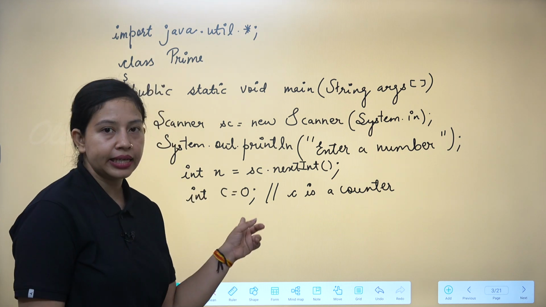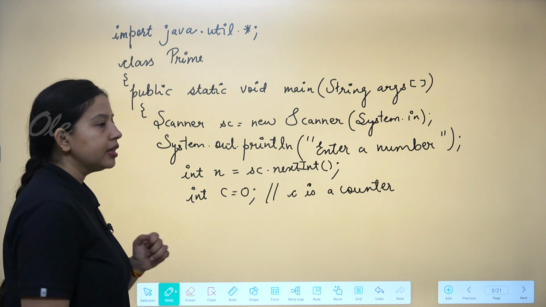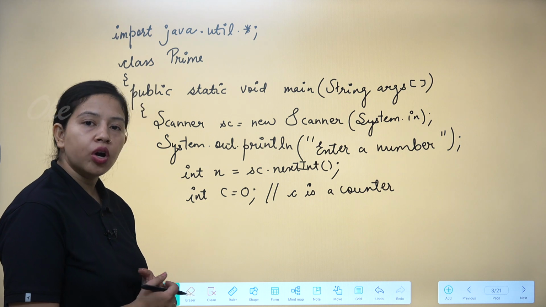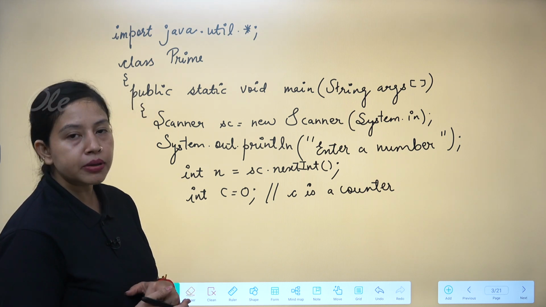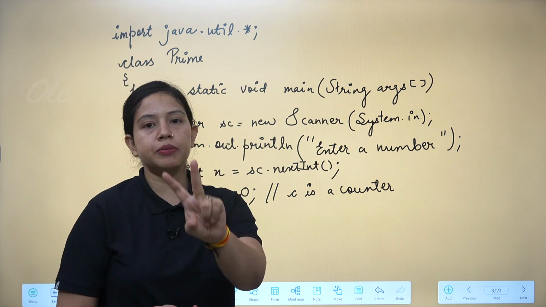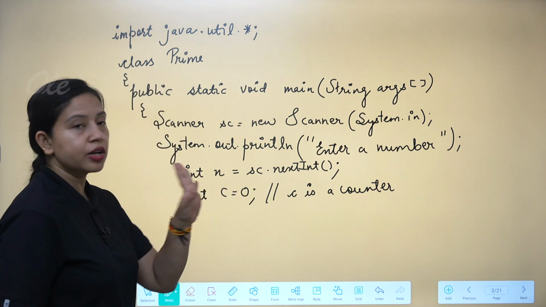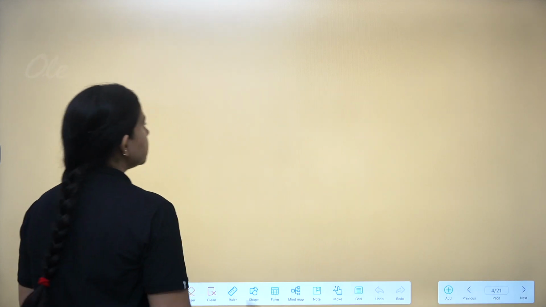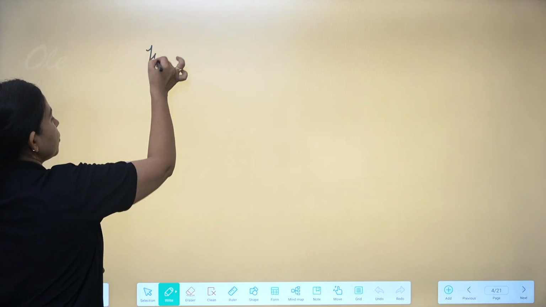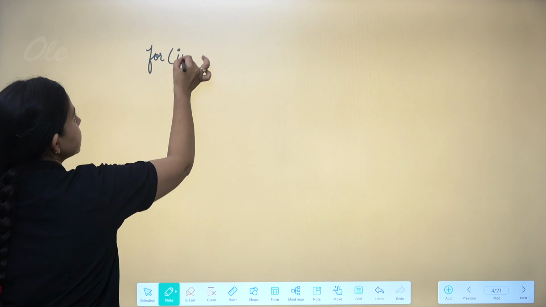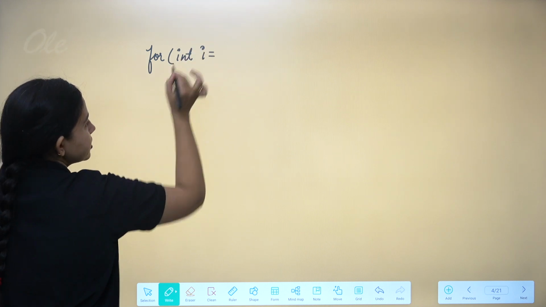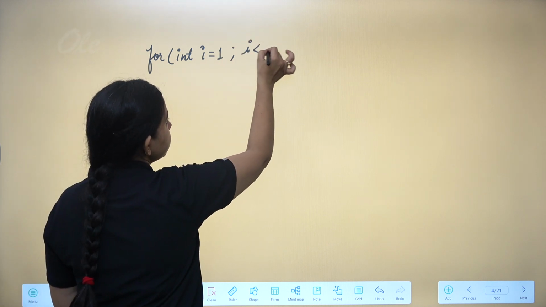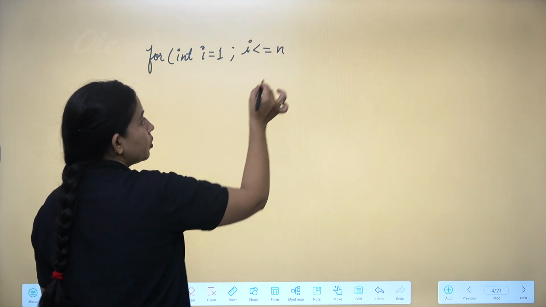Alright, so we have taken c over here. As you know, this value should not exceed more than 2, because a prime number is a number which has a maximum of 2 factors. Initially I am taking only 0 over here. Now it's time to design the loop. I'll start the loop, taking a for loop. As I told you the condition, the initialization of i will start from 1 and maximum it will go i less than or equal to n.